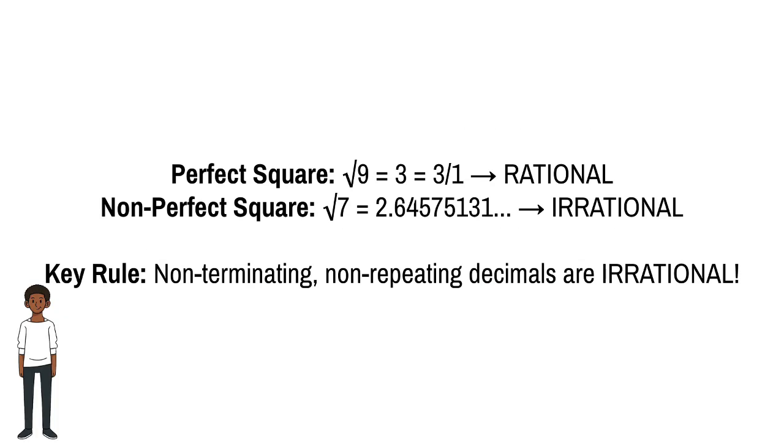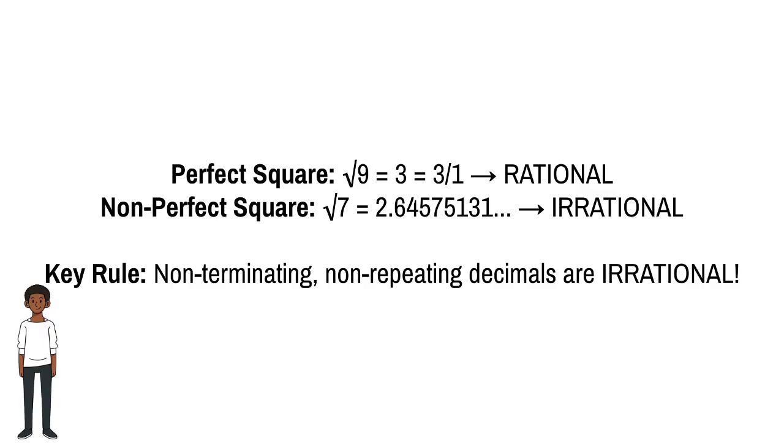What about radical expressions and square roots? Take the square root of 9. Since the square root of 9 equals 3, and 3 is an integer, the square root of 9 is a rational number. But what about the square root of 7? 7 is not a perfect square.